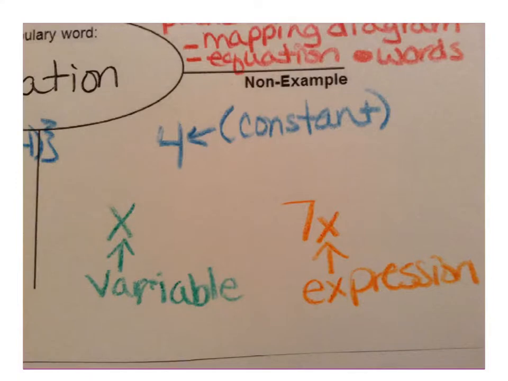Now they want some non-examples, some things that are not relations. The number 4, that's a constant. It is not a relation because it is not part of an ordered pair. If you have just the variable x by itself, this would not be considered a relation because, again, a relation is a set of ordered pairs. And then you have 7x, which again would not be a relation because it's not ordered pairs. That would be considered an expression.